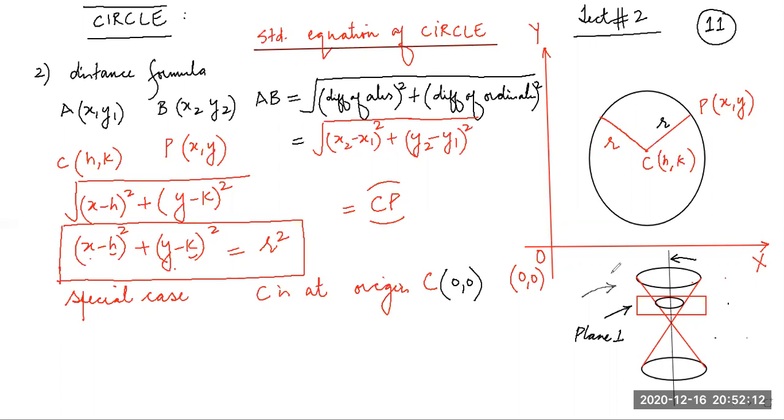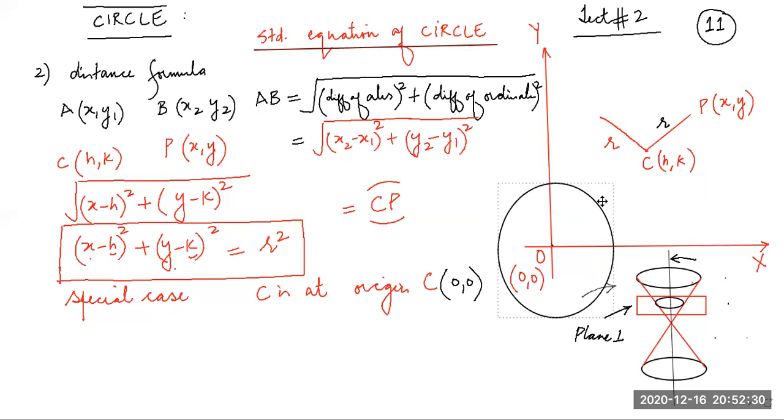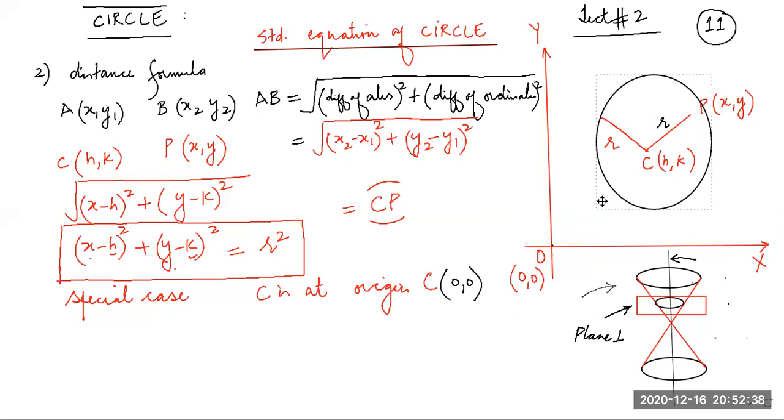And now I draw a circle. C point is at origin. So I draw another circle. So what? I drag this circle. I can drag this circle to the center point also. See, like this. And when I drag this circle to the center point, it is not H, K, rather it becomes 0, 0.